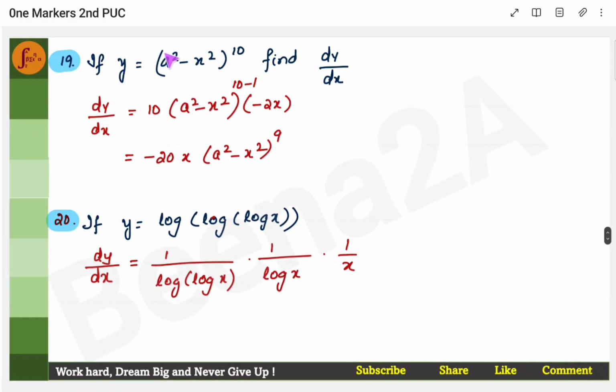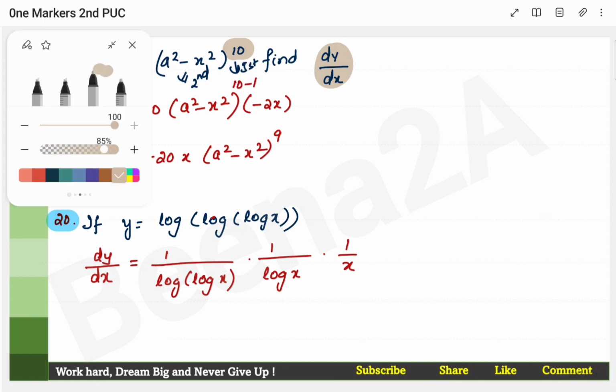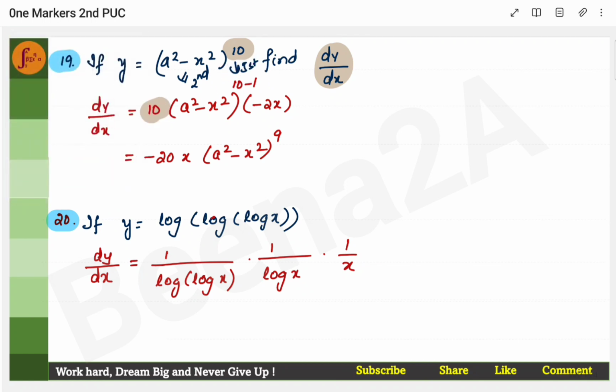Here's the next one. If y is equal to a square minus x square to the power 10, then find dy by dx. Now this is a case where there is power. So what should we do? Power should be given the first preference. Power becomes the first function for which you need to find the derivative. So this is the first function and this becomes the second. So let's find the derivative of power. So power into this entire function to the power minus 1. So 10 into this entire function to the power 10 minus 1, which is 9.